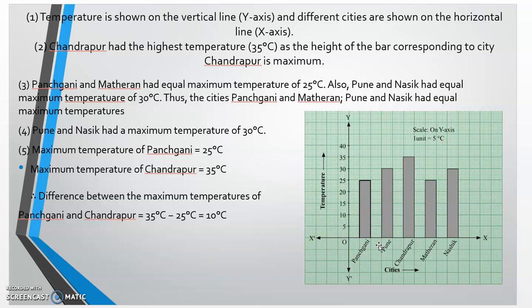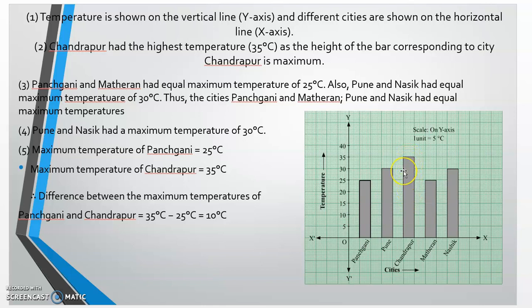Now next question, which city had the highest temperature? From this you can see the height of the bar graph is important. It is bigger for which city? It is Chandrapur. And what is the temperature? 35 degrees Celsius. So Chandrapur had the highest temperature of 35 degrees Celsius. Why? Because the height of the bar corresponding to Chandrapur is maximum.